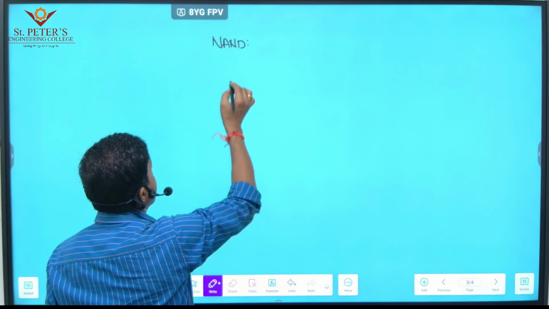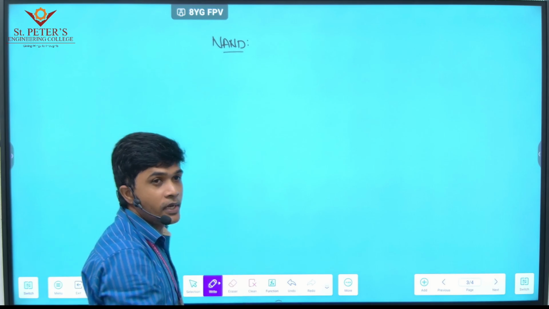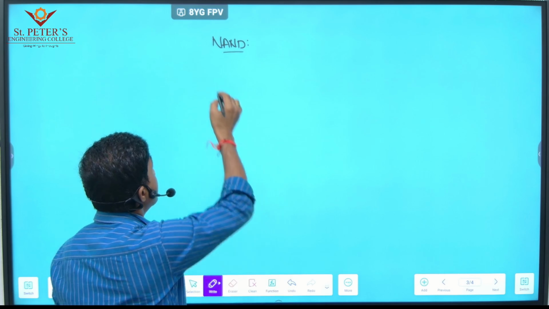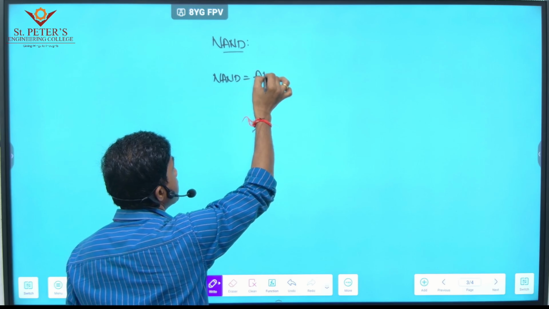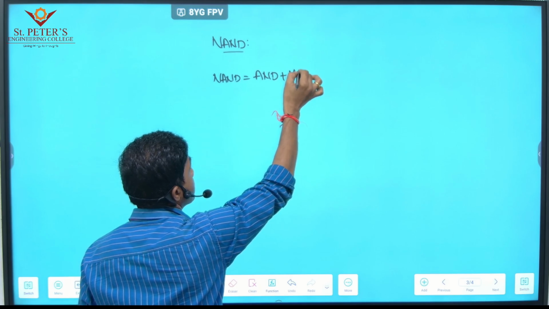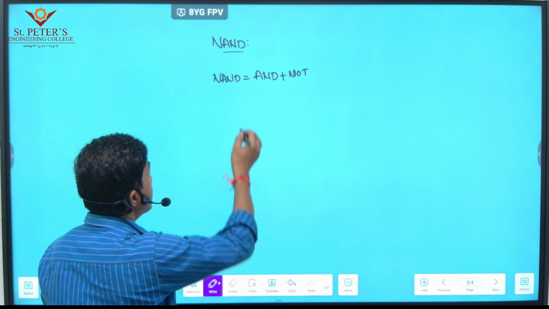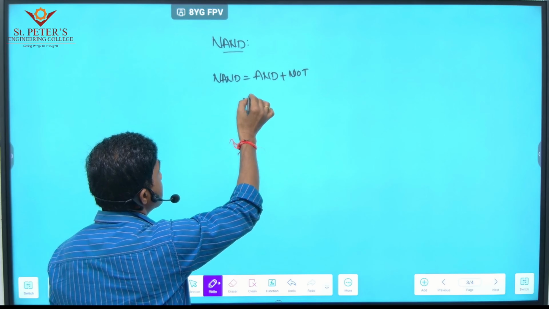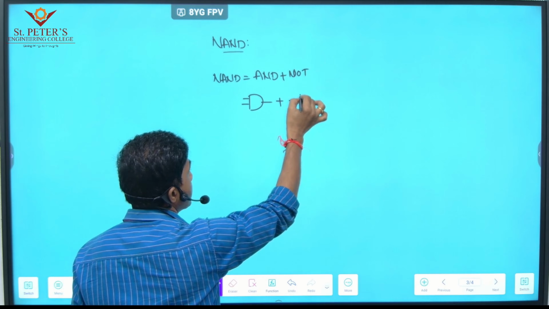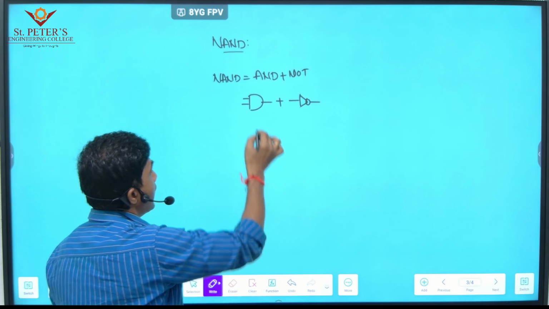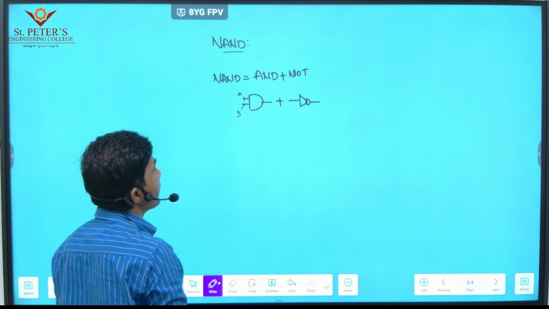First gate is NAND gate. The NAND is nothing but, if you observe here, there is an AND. So what will be the relation between NAND and the basic gate AND? NAND gate is nothing but AND gate plus NOT gate. Already we have seen what the AND gate is in the basic gates. So let us draw the symbol of this AND gate. This is the AND gate, added with NOT gate. So this is A and this is B.